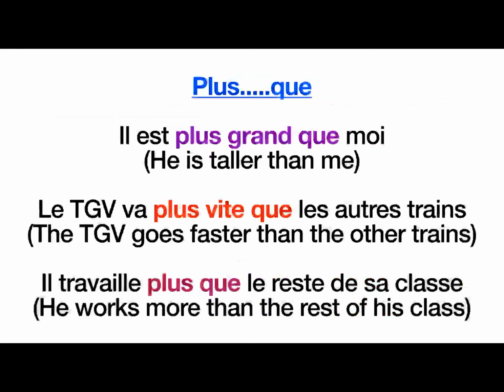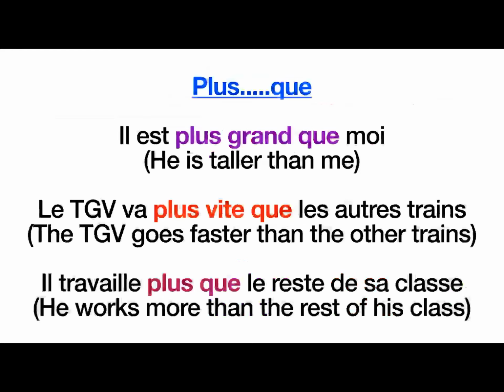So we'll start off with plus que, more something than. Il est plus grand que moi. He is taller than me. Now, if we literally translated it, we know grand means big or tall. So literally translating it says, he is more tall than me. Now, we wouldn't say that in our language. We would say he is taller than me. So that's our comparative. Plus grand que. If he was smaller than me, I would say il est plus petit que moi.